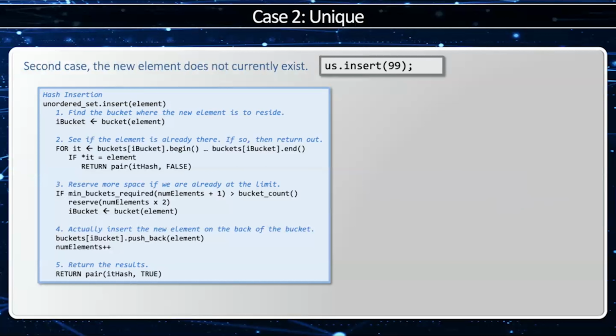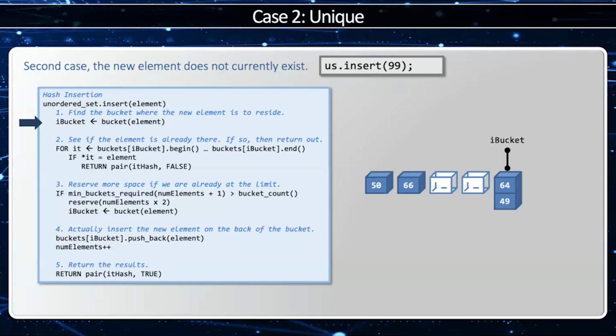Now, case 2, the element does not already exist, but there is extra capacity in my unsorted set. So I'm going to have the same elements I had before. My bucket number is 4 because 99 mod 5 is going to be 4. Then I'm going to go through the bucket, and it looks like 99 is not there. So here, what's my capacity? Now notice how I have 4 elements in a 5-bucket unsorted set. Therefore, my load factor is less than 1, so I'm not going to need to reserve. And I'll just push it back onto the end and return true, which means I was successfully able to add a new element.